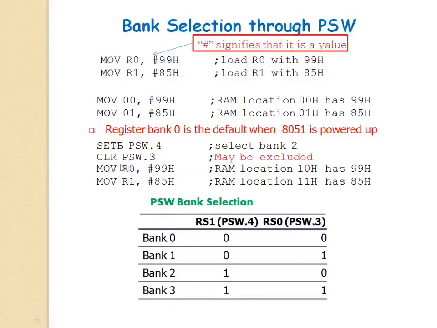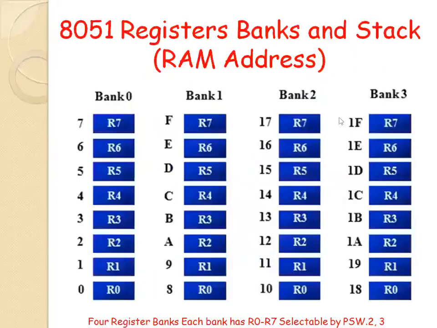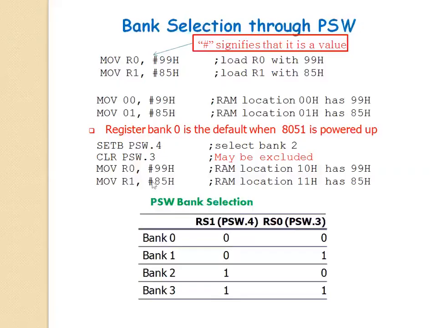Okay, so now if I put the register R0 after executing these two instructions, whatever is considered over here will now be coming from bank 2. These registers will be coming from bank 2. Similarly, R1 is also a register coming from bank 2. The name is the same, but we are choosing bank 2 by selecting the proper bit in the program status word. Okay, so SETB PSW.4.